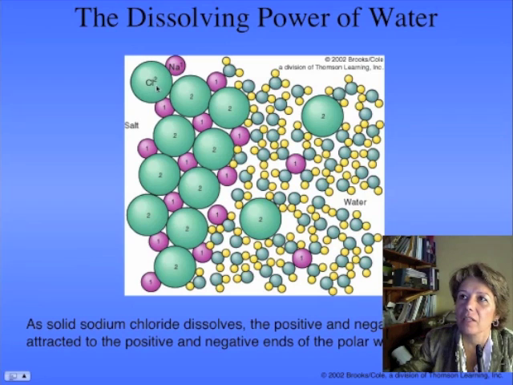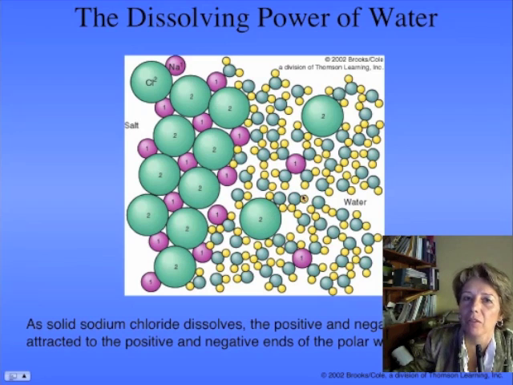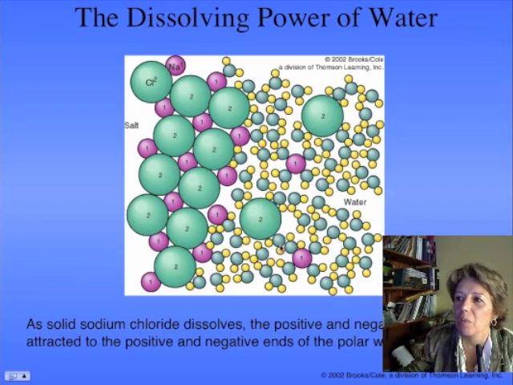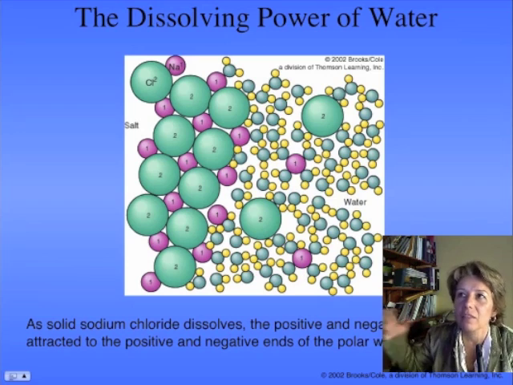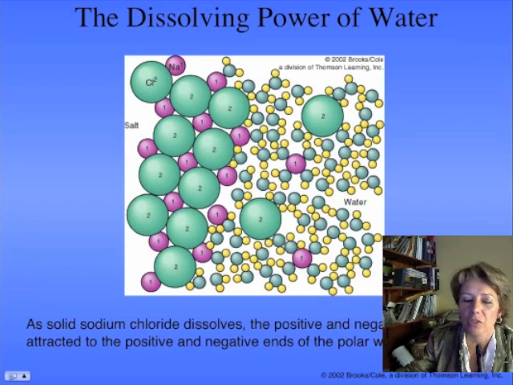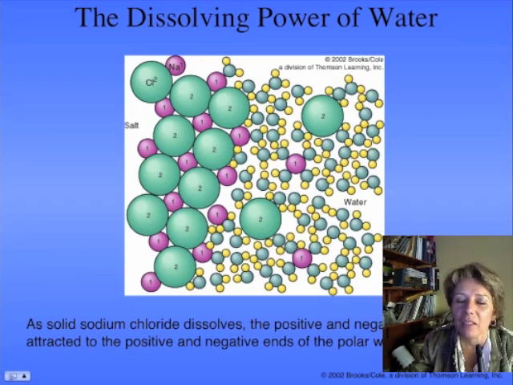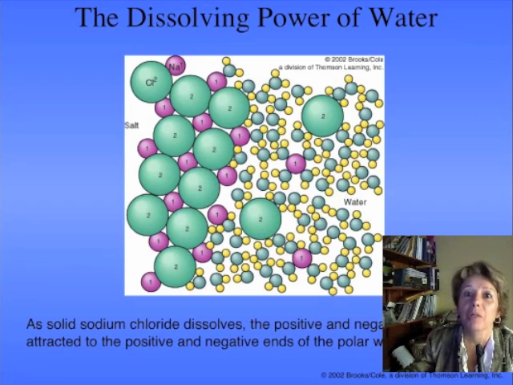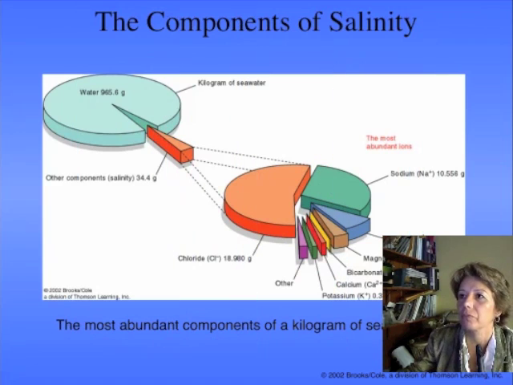So here's your salt, and a salt is just two ions attracted together. Chloride is negative, sodium is positive. That's why these stick together. But once a salt gets into water, the water is able to dissolve it because the negatives surround the positive, and the positives surround the negative, and then it's a dissolved salt. That's why water is fantastic at dissolving things: it's a polar molecule.